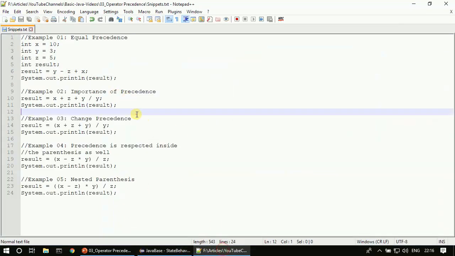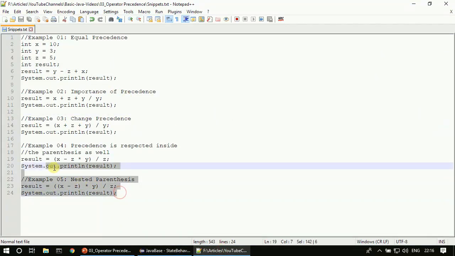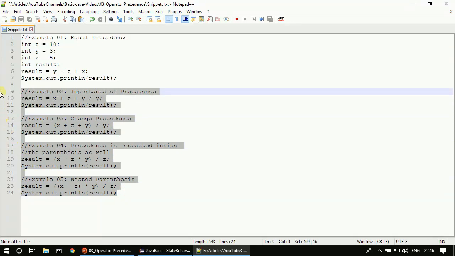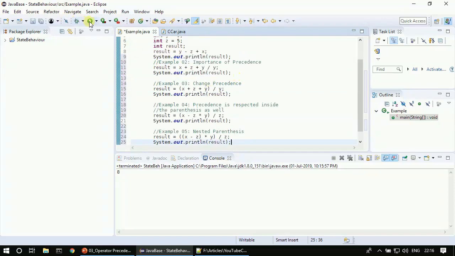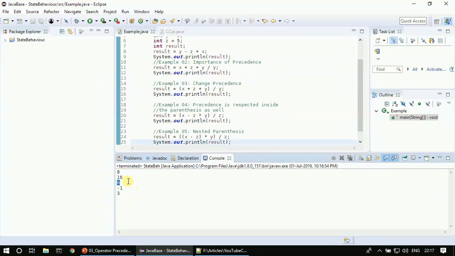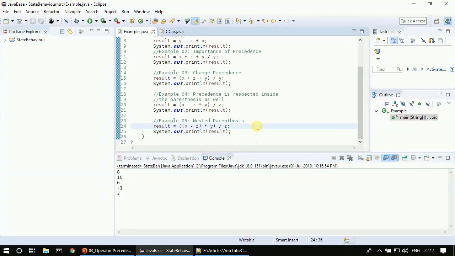All expressions are like this only. So I will place everything here. If you see, whatever we saw in the slide, we are getting here the result as 6, not 16. That's a typo on the slide. So that's all here.